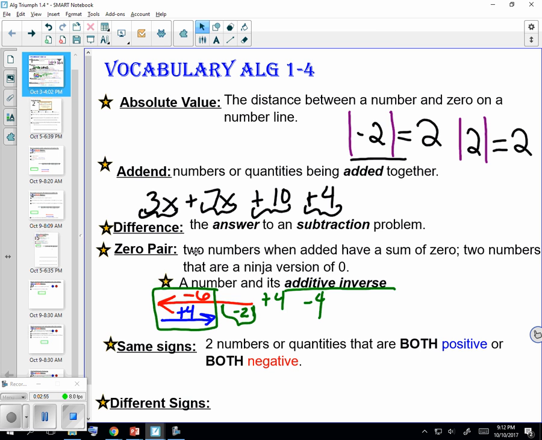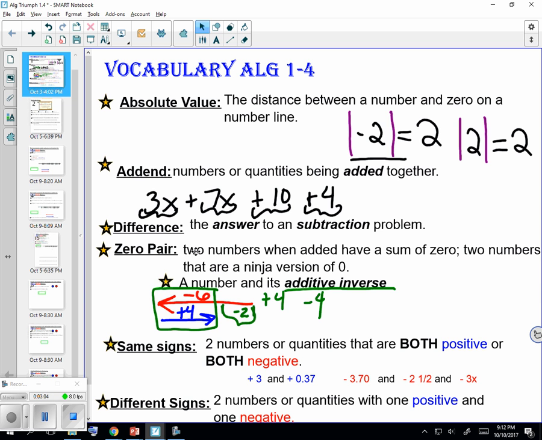Same signs: both numbers or quantities are positive, or both of them are negative. 2 positive numbers, 3 negative numbers. Different signs means 2 quantities or numbers where one is positive, one is negative.